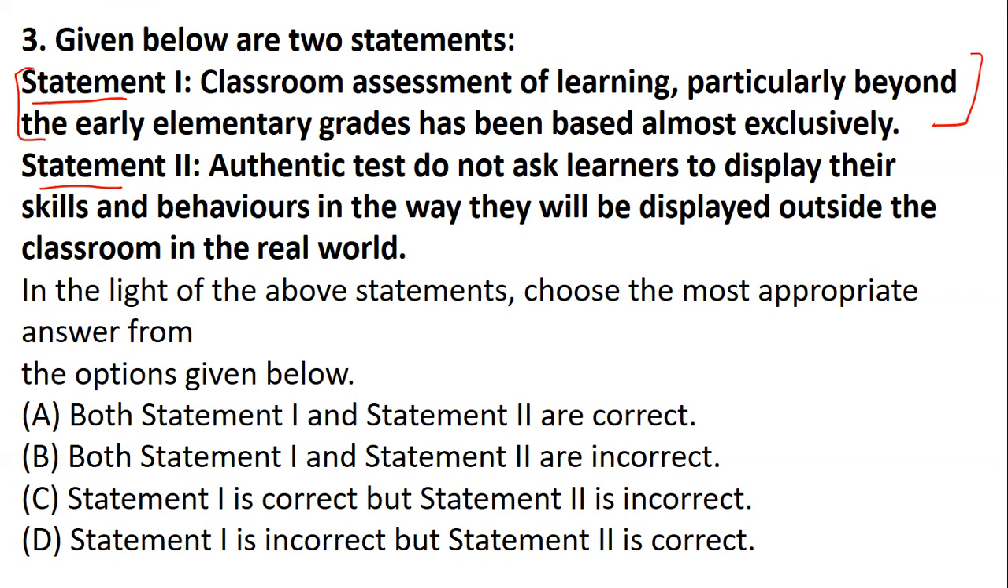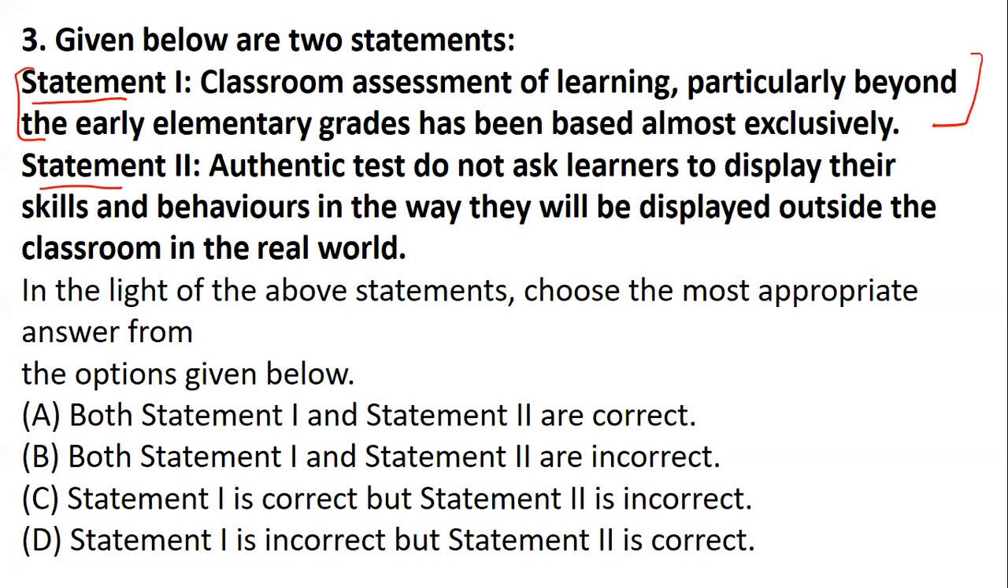It is talking about the grades which have been based exclusively. So statement 2 says that authentic tests do not ask learners to display their skills and behaviors in the way they will be displayed outside the classroom in the real world. So here it talks about the assessment. At one point, it talks about classroom assessment, and it talks about the authentic test, which is to be reflected outside the classroom. So for these two statements, we need to understand whether statement 1 is right, statement 2 is right, statement 1 is correct or incorrect, or it is vice versa.